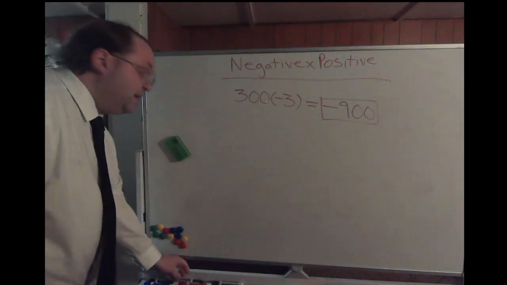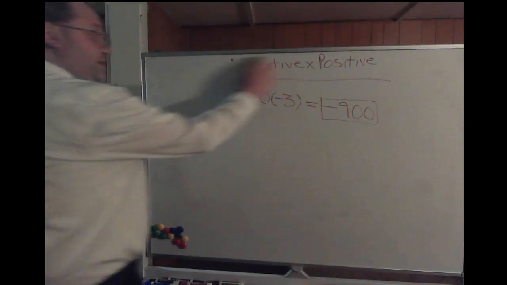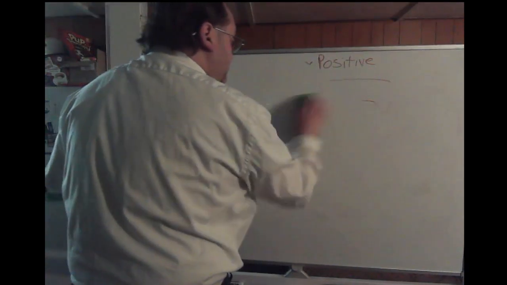So multiplication of real numbers is actually quite simple. Of course, a positive times a positive is a positive. A negative times a negative is a positive. And it doesn't matter what order it's in. If you have a positive times a negative or a negative times a positive, you'll get a negative. That's really all there is to it.